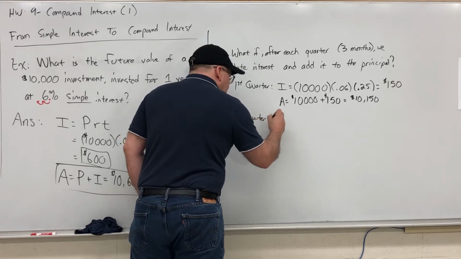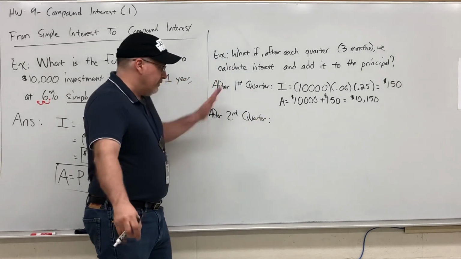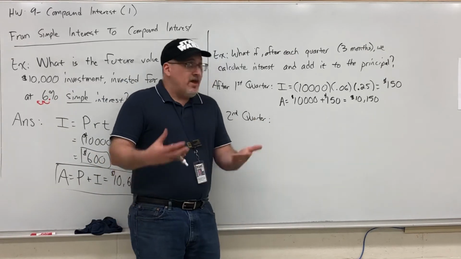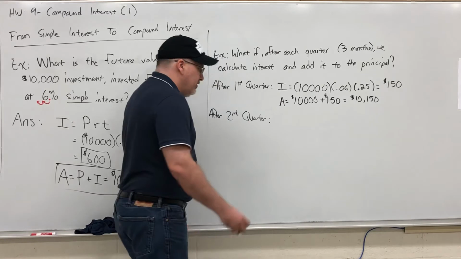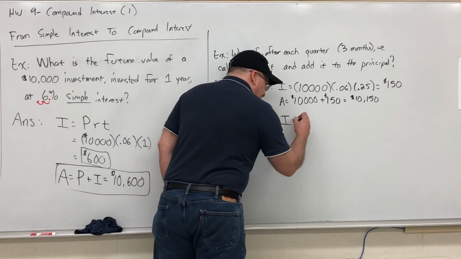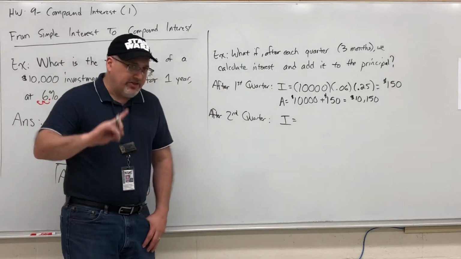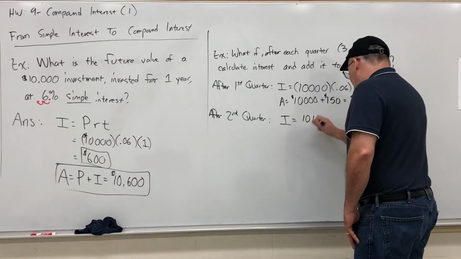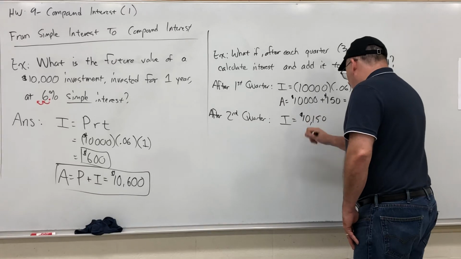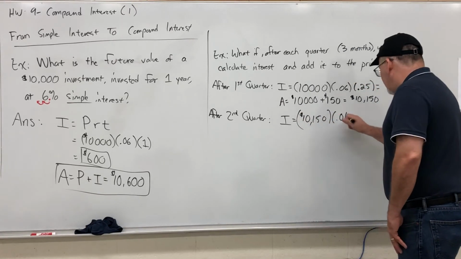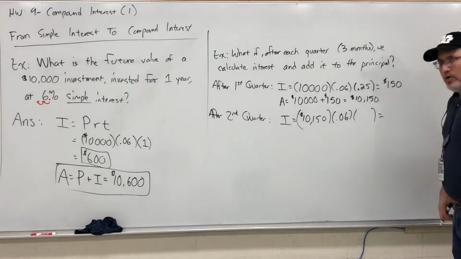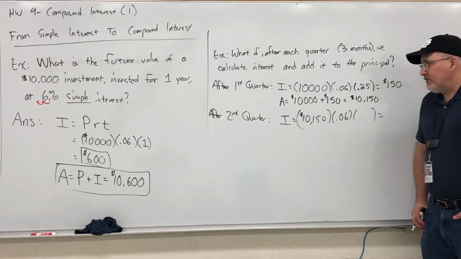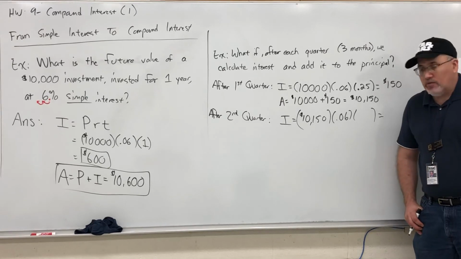Now, after the first quarter, the principal has changed. I used to have $10,000. Now I have $10,150. So when we calculate the interest after the second quarter, we don't use 10,000, we use 10,150. Our interest rate is still 6%, but what's our time going to be? Now you might be thinking it's going to be 0.5 because after the second quarter we've gone half a year.